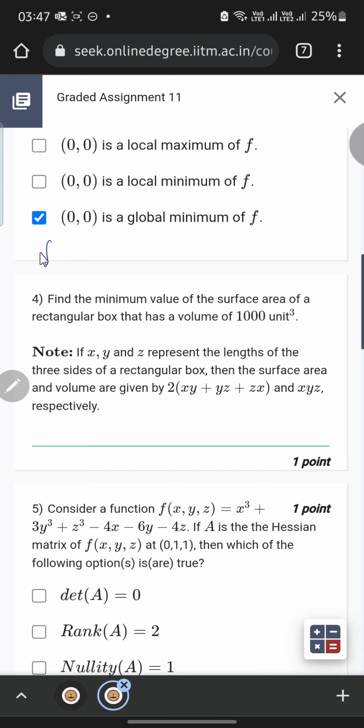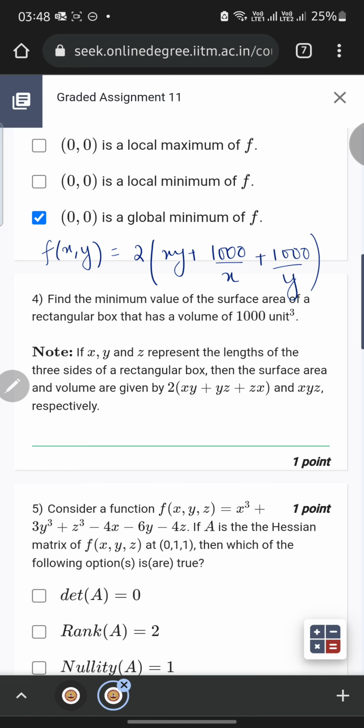So I'll just remove the whole equation here and rewrite the desired form. So f of x comma y will be equal to, by replacing z as 1000 by xy, we can write it like this: 2 of xy plus 1000 by x plus 1000 by y. Perfect. So all that is left is to just calculate the things. First of all, we will find the gradient.